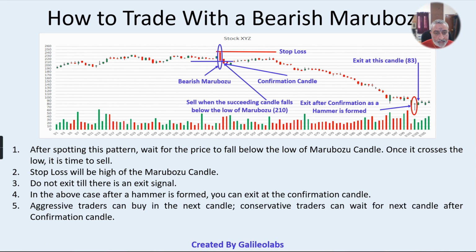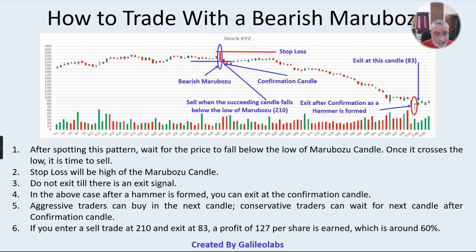So aggressive traders can buy in the next candle, and conservative traders can wait for the next candle after the confirmation candle. Now why I am saying buy over here is because we have first sold the trade, and while exiting this trade we need to compensate it with a buy trade. So that is why we need to buy this in order to exit from this trade.